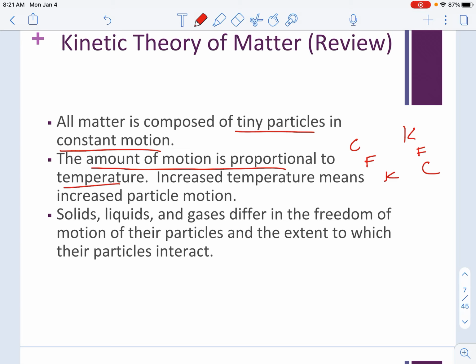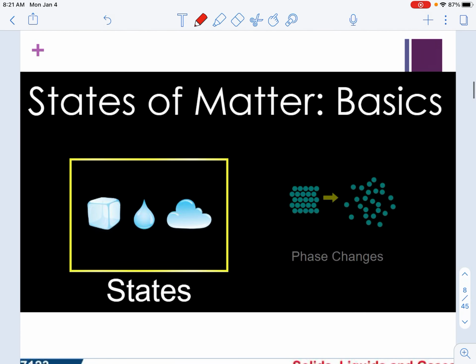Solids, liquids, and gases differ in the freedom of motion of their particles and the extent to which their particles interact. Solids are very tightly packed. Liquids are tightly packed but freely able to move. And gases are moving all around. So let's take a second to review and talk about solids, liquids, and gases. You may have seen this before in another science class, I'm assuming, but we can spend some time going through it.